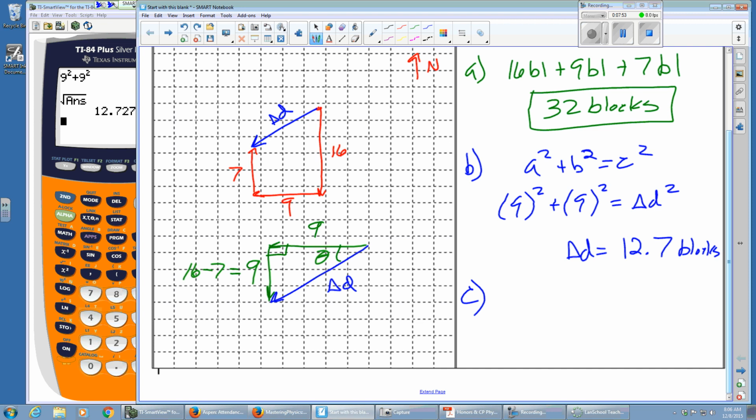The 12.7, because that one we calculated. Maybe we screwed up. Maybe our calculator was on the fritz. But I'm pretty confident in the 9, the 9, and the right angle. So I'm going to use those to find my theta. That way, even if I messed up in step B, I'm not going to hurt myself in step C.